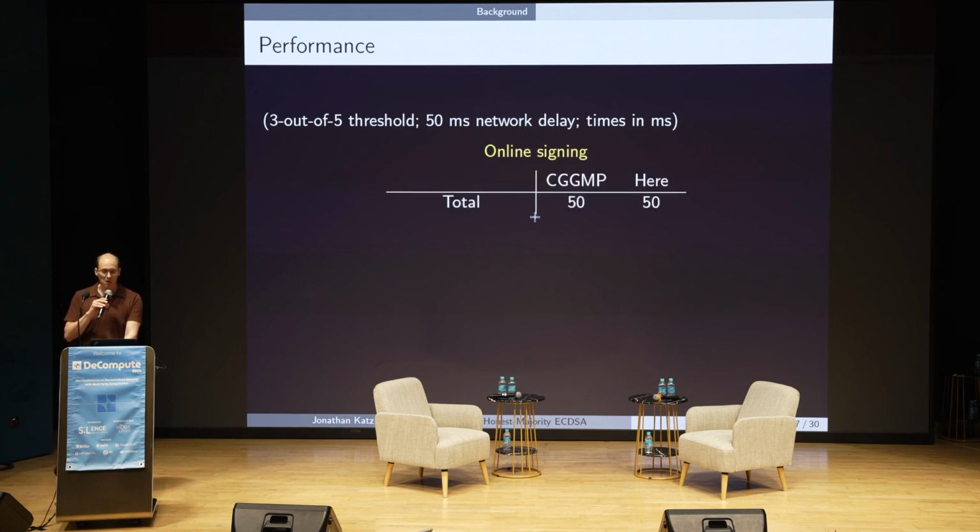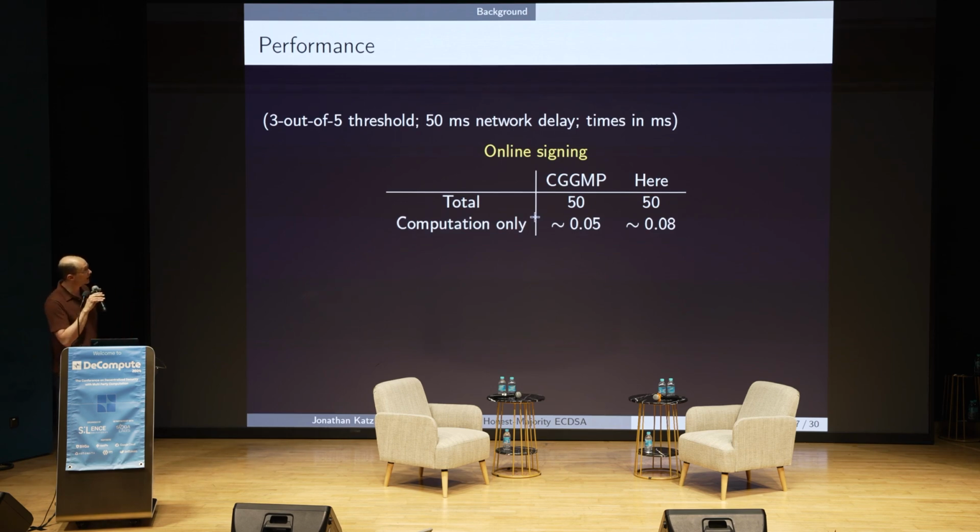So the first thing I just want to show is that the online signing time is not the issue here, right? We're trying to really optimize the offline pre-signature generation time. The online signing times for both CGG-MP and our protocol are 50 milliseconds. And the reason for that is because they're bounded by the network delay. So if we look at just the computation and not including the network delay, you get something on the order of 1/100th of a millisecond. And it's really going to be dominated by what's done during the pre-signature computation phase.